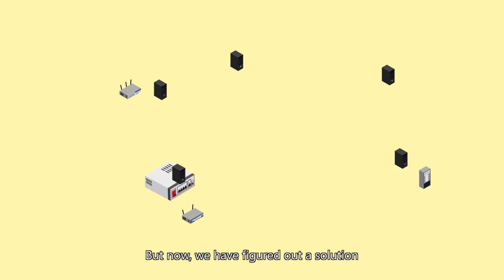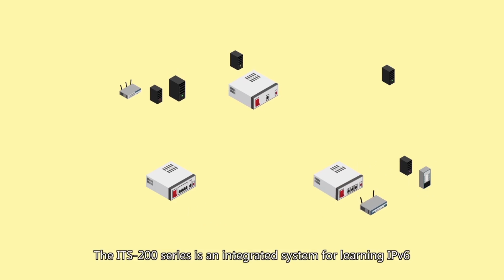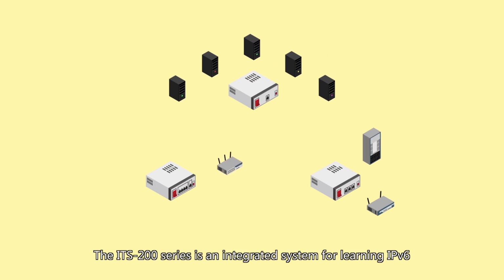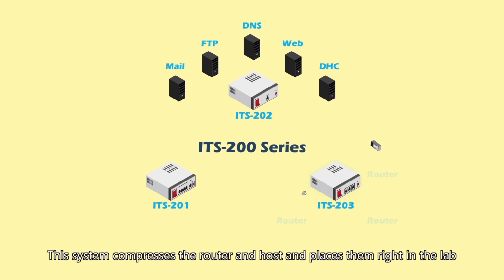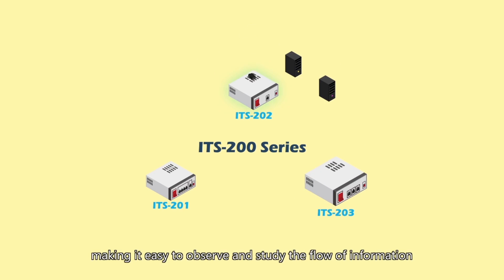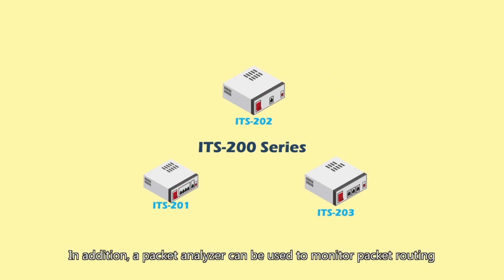But now we have figured out a solution. The ITS 200 series is an integrated system for learning IPv6. This system compresses the router and host and places them right in the lab, making it easy to observe and study the flow of information. In addition, a packet analyzer can be used to monitor packet routing.